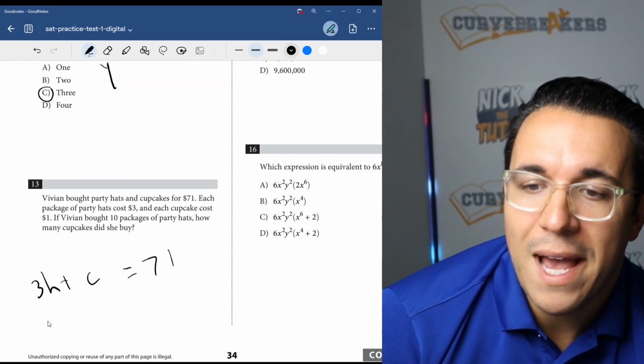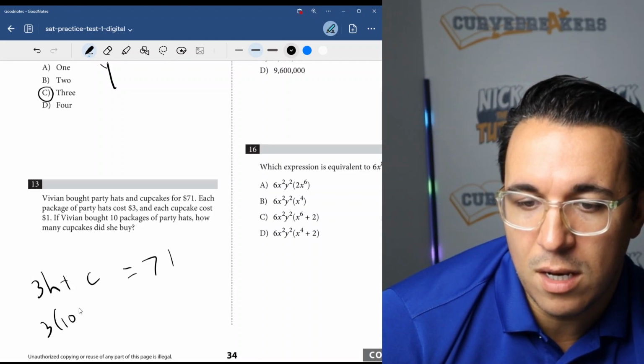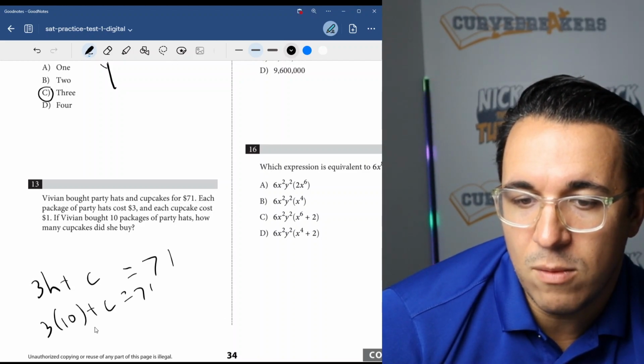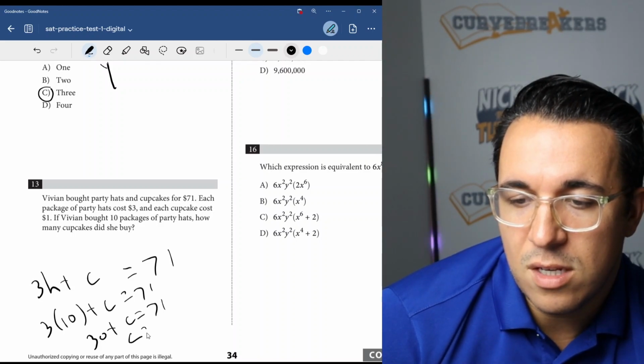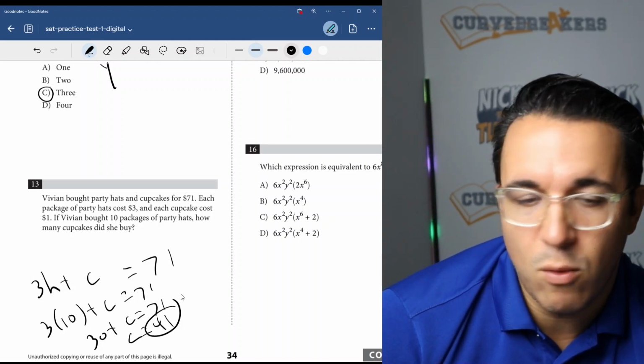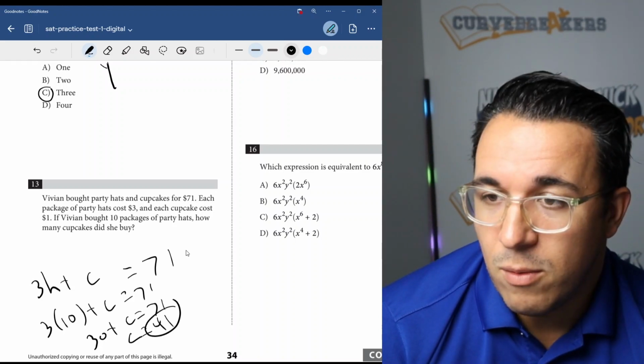So she bought 10 packages of party hats, so it'll be 3 times 10 plus C equals 71. So 30 plus C equals 71. C equals 41. So I'm going to go with 41 there. These are quite easy, right? We want to make sure we get these right.